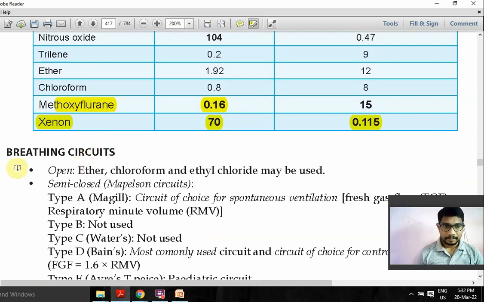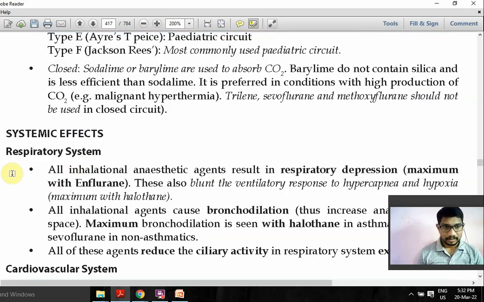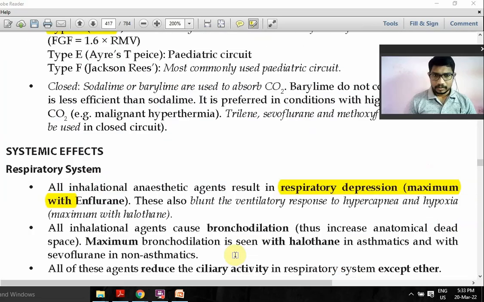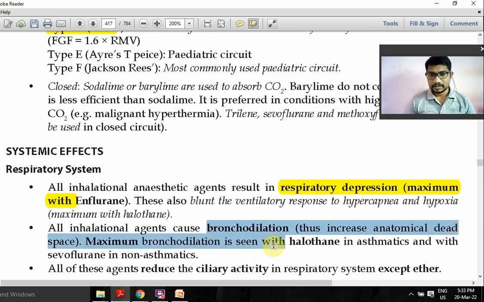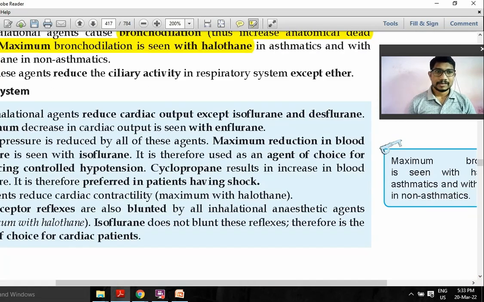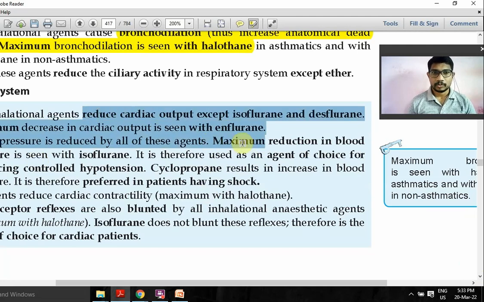Then again यहाँ पे अगर blood gas coefficient किसका मिनिमम है? जेनॉन का। ये जो है ब्रीदिंग टेक्निक, ये इंपॉर्टेंट नहीं है, छोड़ दो। Respiratory system, तो यहाँ पे जो isoflurane है, that will cause maximum respiratory depression. Then inhalation anesthetic agents cause bronchodilation and thus increase the anatomical dead space. Maximum bronchodilation is seen with the halogenated agents. Inhalation anesthetic agents can reduce the cardiac output, except desflurane and isoflurane. Maximum cardiac suppression is seen with enflurane. Enflurane सबसे ज़्यादा हार्ट को डिप्रेस करेगा.